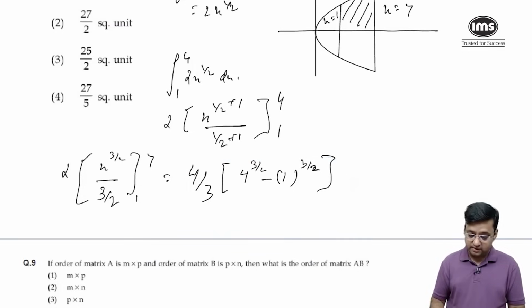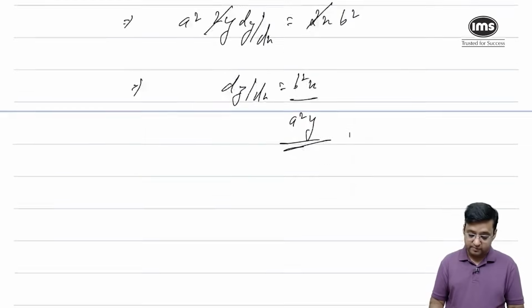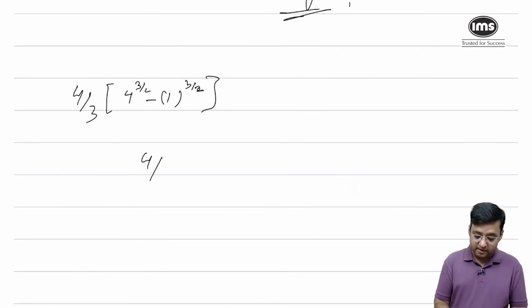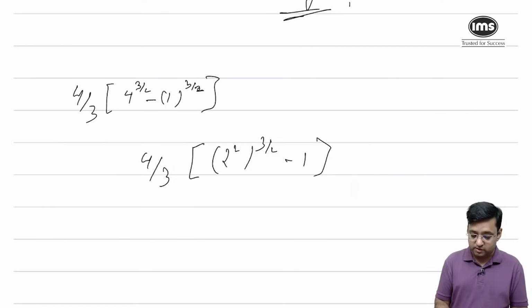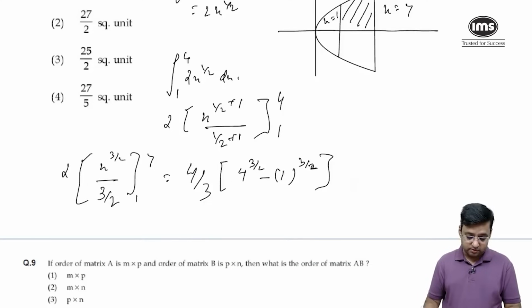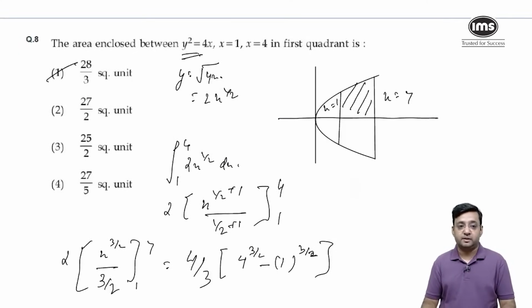Let me take this to the next page. It's better for me to solve. Now this will become 4 by 3, this will become 2 square, 3 by 2 minus 1, this will become 2 cube, 4 by 3, this will become 8 minus 1, which is 7, that is 28 by 3. This becomes 28 by 3. So, do we have the option? Yes, the first one, 28 by 3.